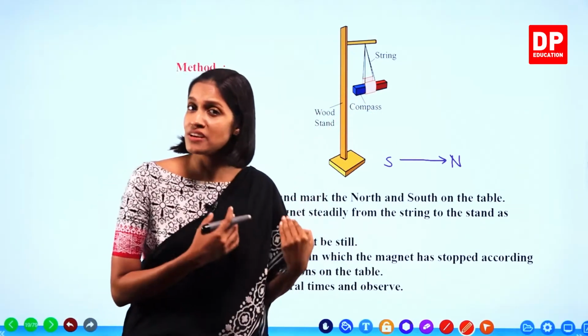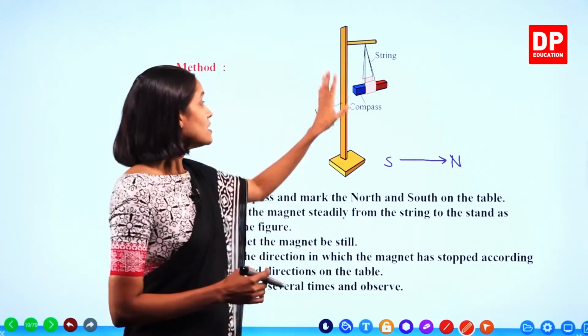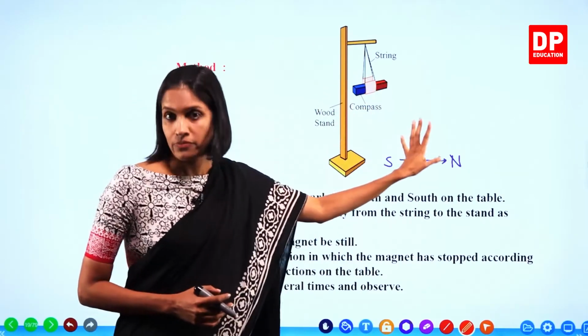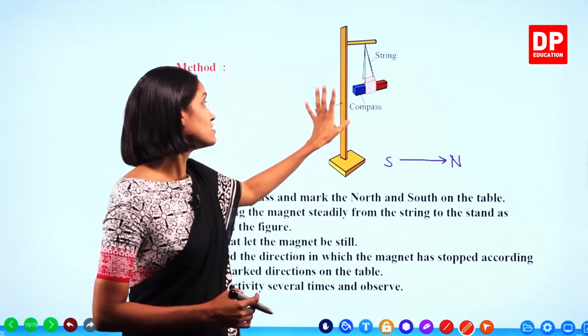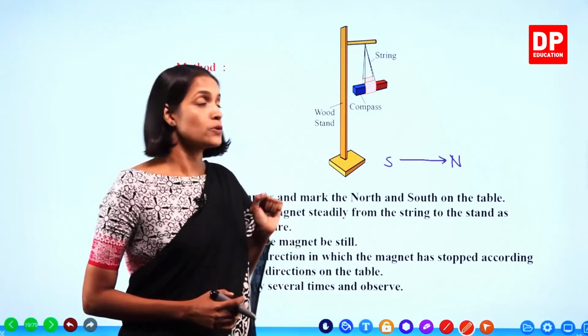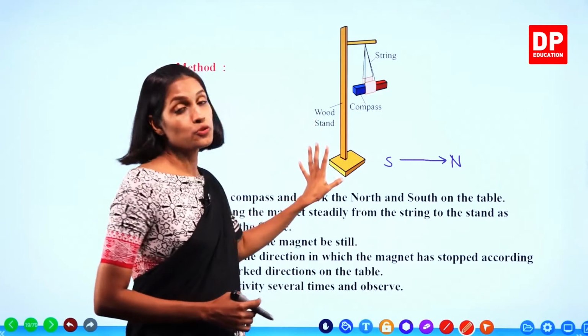After doing the previous experiments, now we know that there's no effect of wood on magnets, because magnets do not attract wood, okay? Therefore, we have to use a wooden stand.